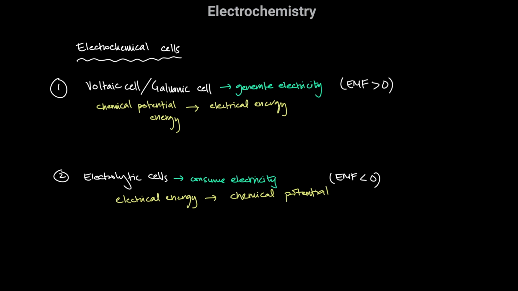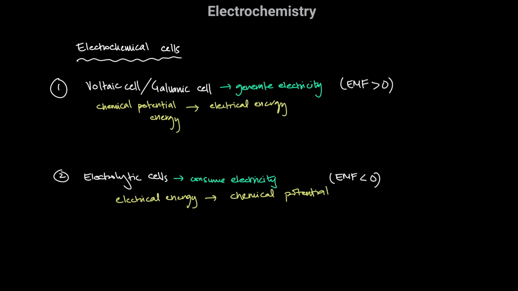For example, the battery cells that we use in our remote controls are voltaic cells. They're able to generate electricity. The battery contains chemicals. We put that, for example, in our TV remote, and then they generate electricity, and we can use that electricity to do work. Similarly, if we have a battery in our laptops, they generate electricity, and we can use that electricity to use our laptops.